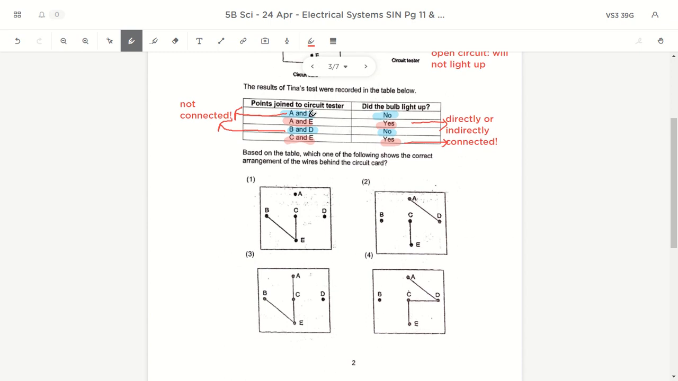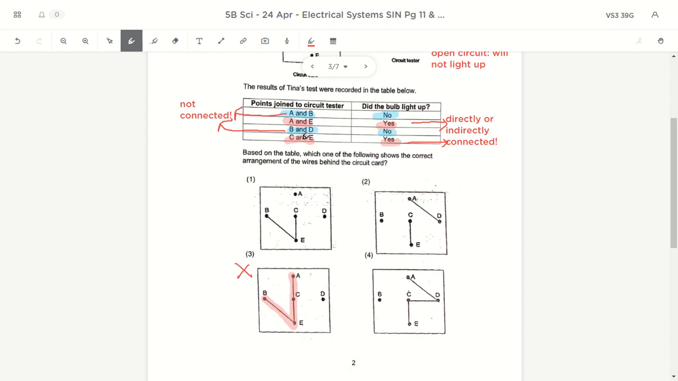I know A and B are not connected, so A and B must not be connected in the correct option. But you realize for option 3, A and B are indirectly connected, which means this is wrong. When we say connected, it might be directly or indirectly connected. In this case, A and B are indirectly connected. If I connect to A and B, the electric current can pass through from A to C to E to D, indirectly connecting them. So it's a closed circuit, and by right it should light up. In this case, it doesn't light up. So it's not this circuit card.